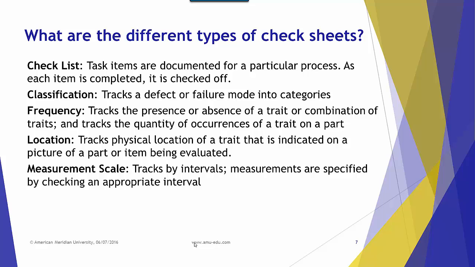Next, location. Tracks physical location of a trait that is indicated on a picture of a part or item being evaluated. Last is measurement scale. Tracks by intervals. Measurements are specified by checking an appropriate interval.